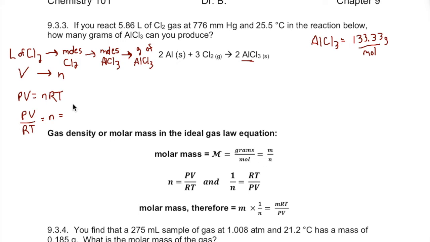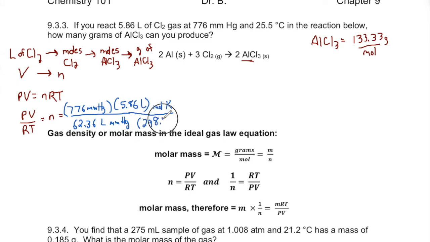And the pressure we have is 776 millimeters of mercury. The volume is 5.86 liters. The R that we're going to use is the one that uses millimeters of mercury, so that's that 62.36 liters times millimeters of mercury per mole Kelvin. And then the temperature is 298.7 Kelvin. When we convert 25.5 degrees Celsius, we get 298.7 Kelvin.